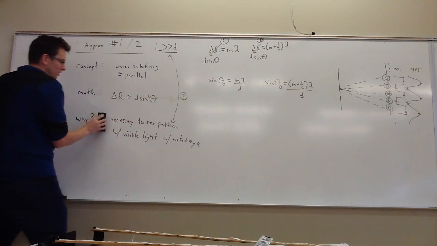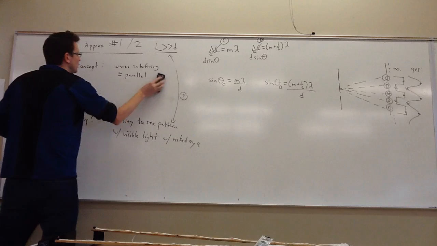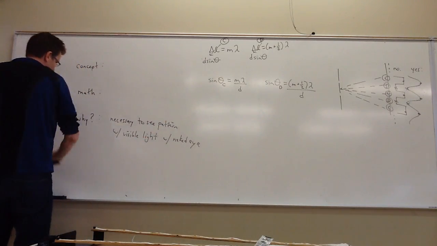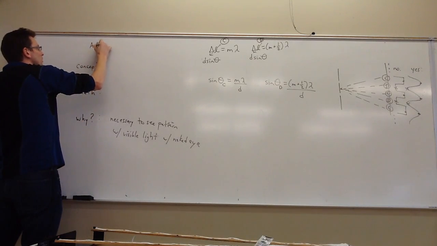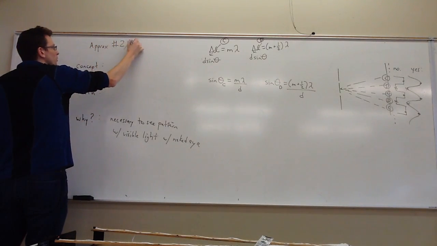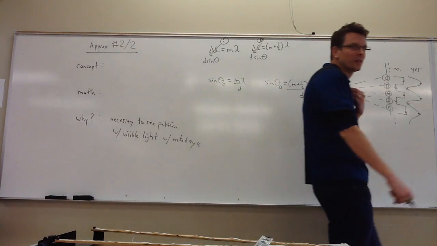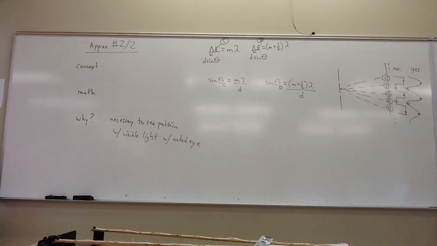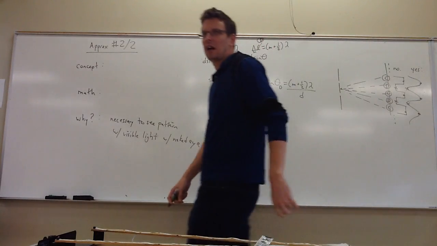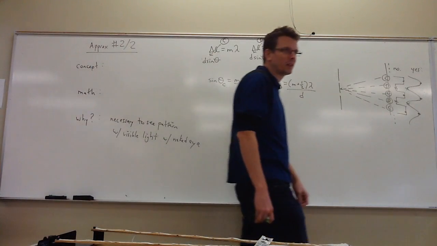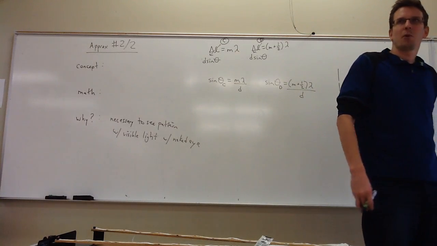Let me make sure I fill in the categories the same. Approximation number 2 of 2. So we'll talk about what is the concept behind it, what's the mathematical expediting, and why would we do it? And I'm just going to leave the answer there because the answer is the same. We want to be able to see the pattern with visible light with the naked eye, and that is what is driving both of these approximations.